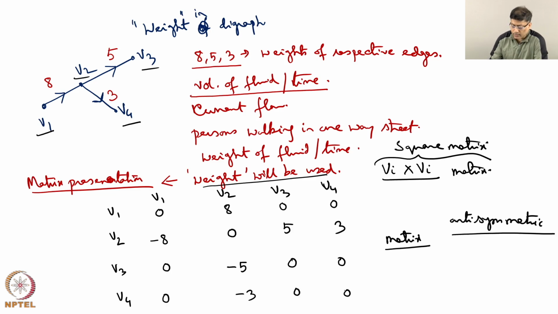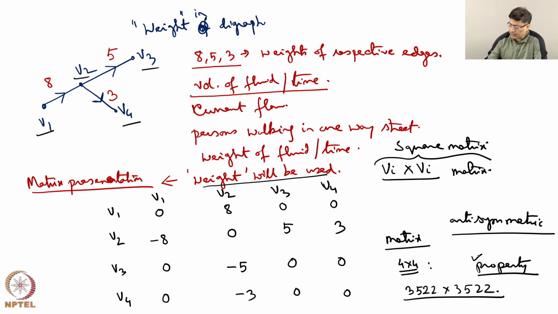Now, let us try to understand the property of this matrix. What I am going to explain for this 4 into 4 matrix as a property will also be holding true when there is a very large number of nodes involved, let us say 3,522 multiplied by 3,522. So, the advantage of learning a property with a small matrix is that we understand it and then we can implement it for a matrix with so many vertices if required. In that way we can handle large data sets also.